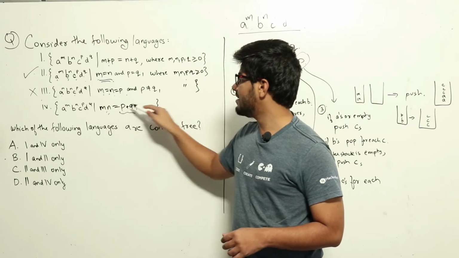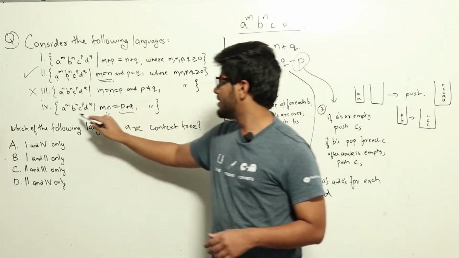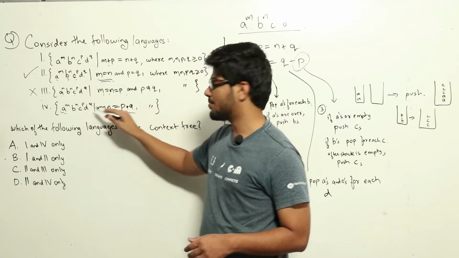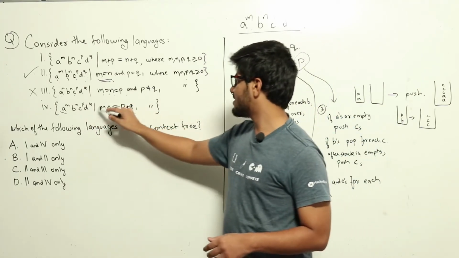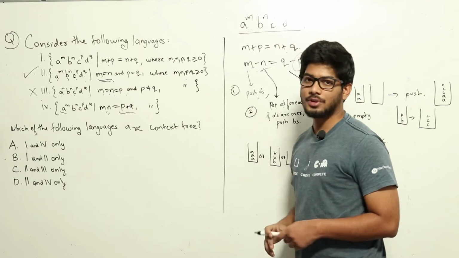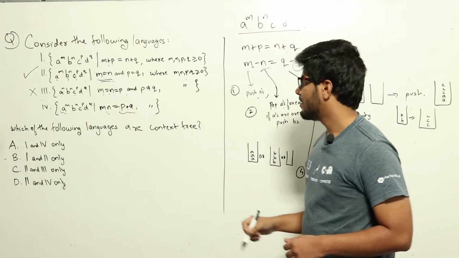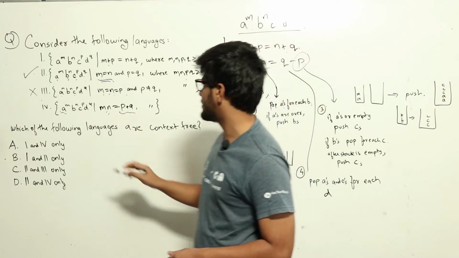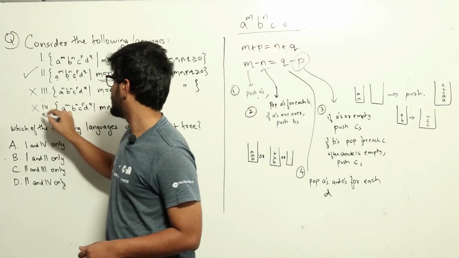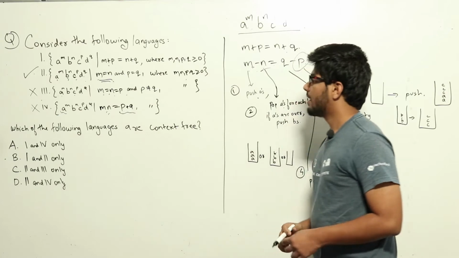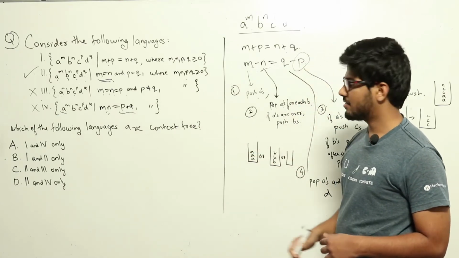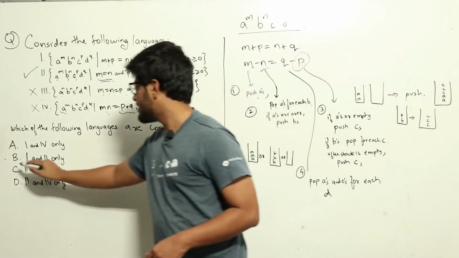Let's look at the fourth one. Here MN equals P plus Q. We need to multiply the number of A's and B's and then we need to match it to the sum of C's and D's. Multiplication and other arithmetic operations we can't perform using a stack. So this is not a context free language. Now if you look at the options, 3 and 4 are not context free, so B looks like the answer.